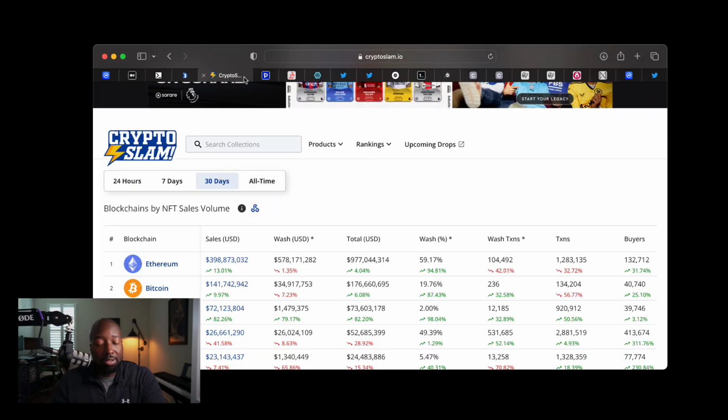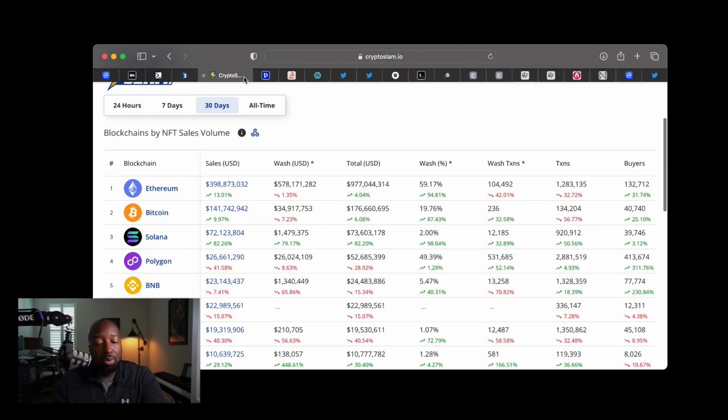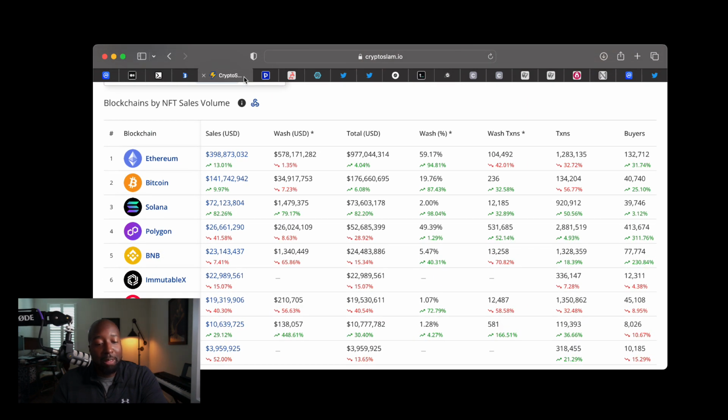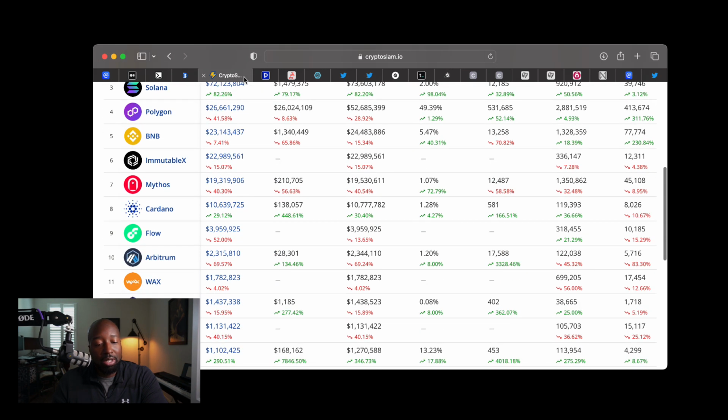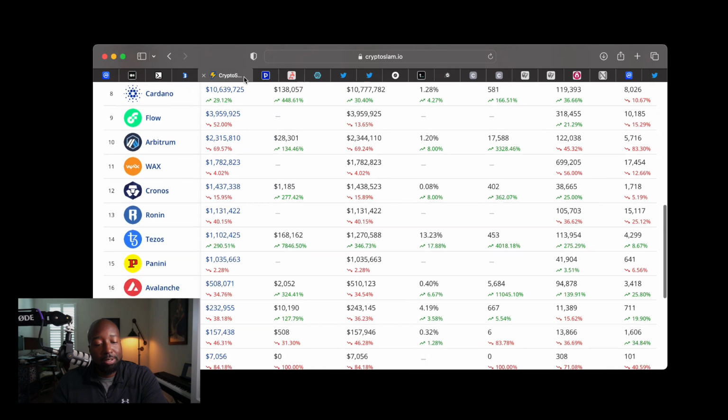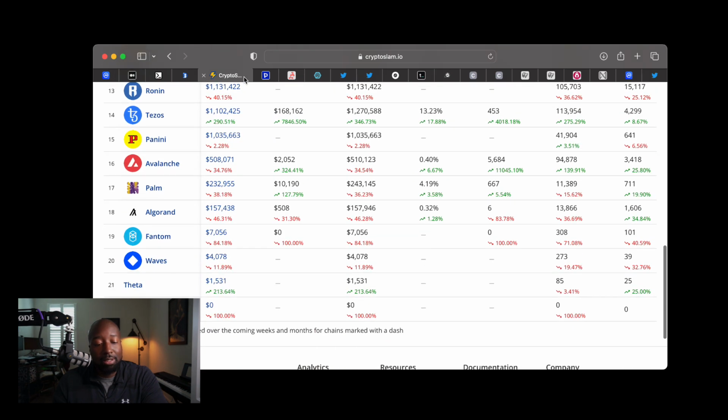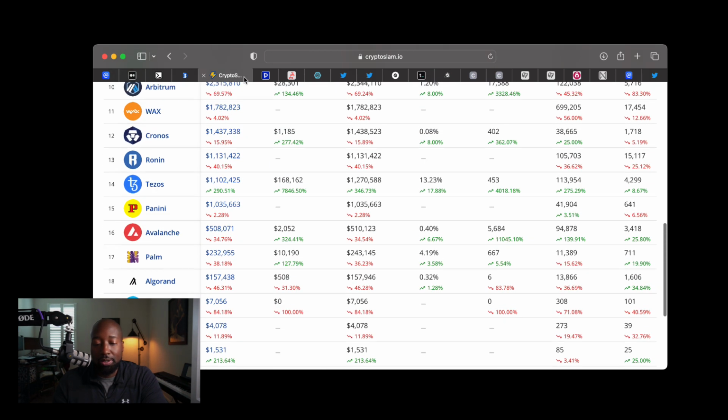Let's take a look at NFTs. If we look at CryptoSlam, they rank the NFT blockchains based on volume and sales, and you see that number one is ETH. We know that. Bitcoin number two with Ordinals, and then you have Solana. They have a strong NFT market. But if we go down this list looking at blockchains, we do not see Nier. So that is an opportunity for them.